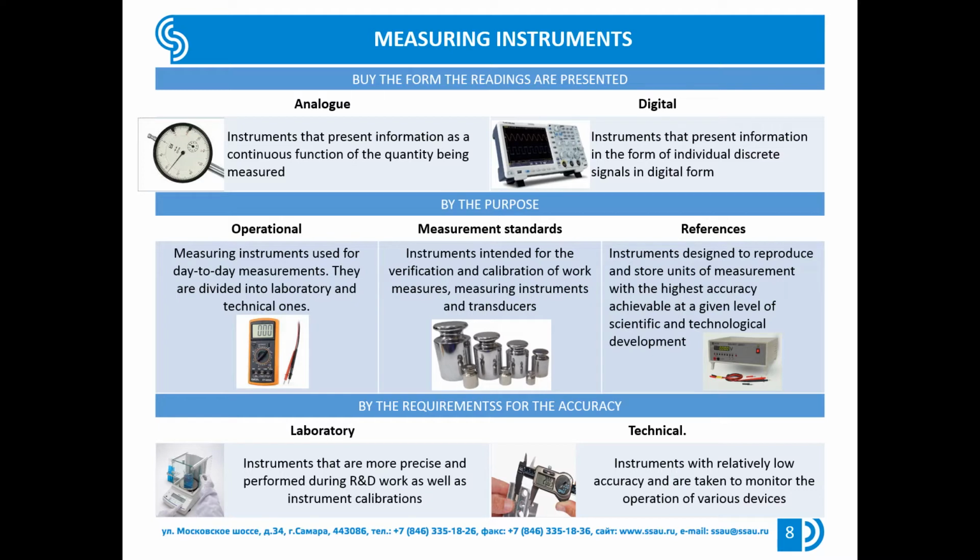Measuring instruments are divided into three categories according to their purpose: operational, measurement standards, and reference standards. Operational measuring instruments are those used for day-to-day measurements. They are divided into laboratory and technical measuring instruments. Laboratory measuring instruments have a high degree of accuracy. Measurement standards are intended for the verification and calibration of work measures, measuring instruments and transducers. Reference standards are designed to reproduce and store units of measurement with the highest accuracy achievable at a given level of scientific and technological development.